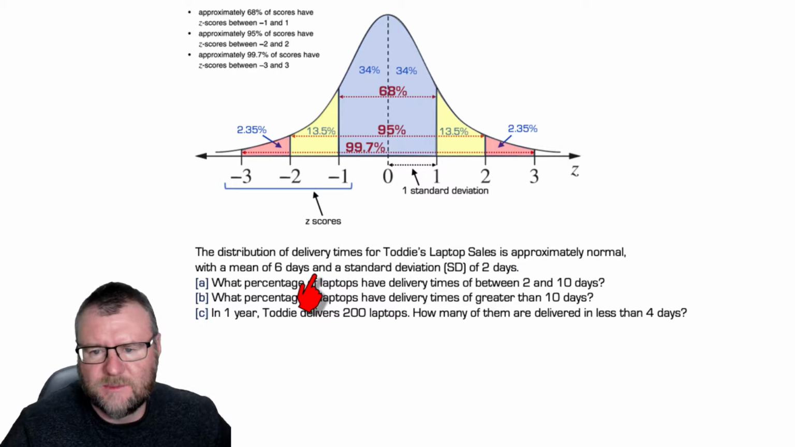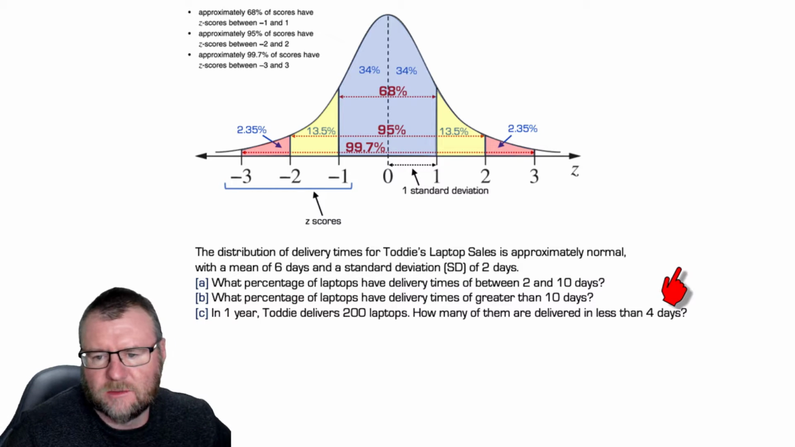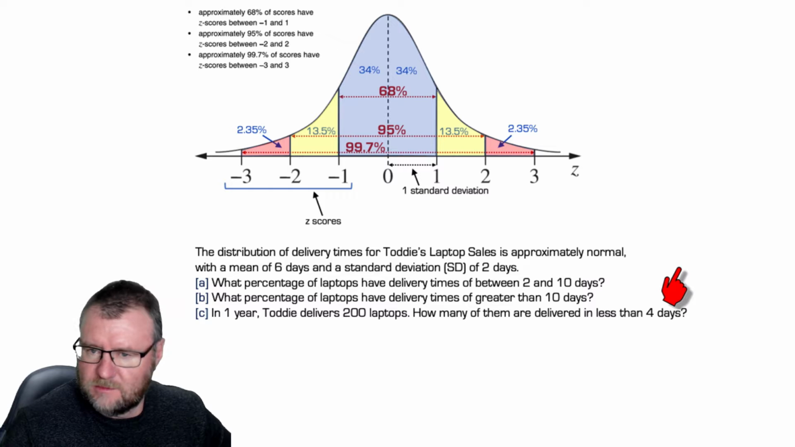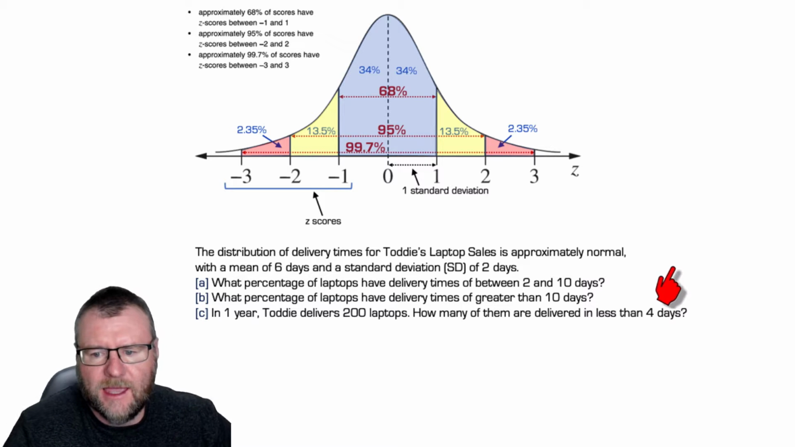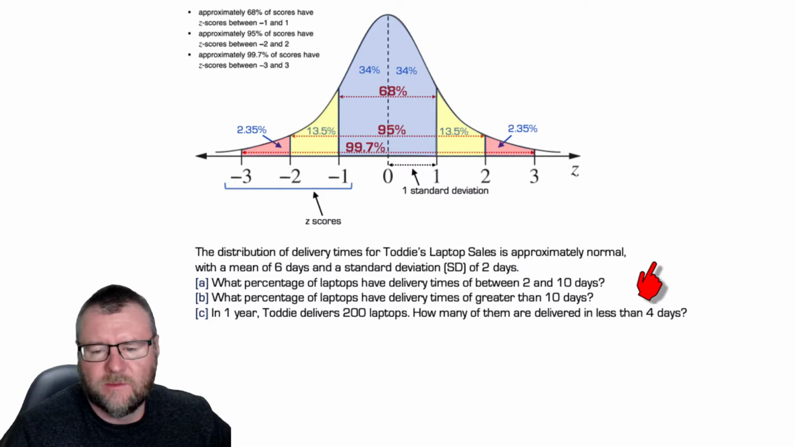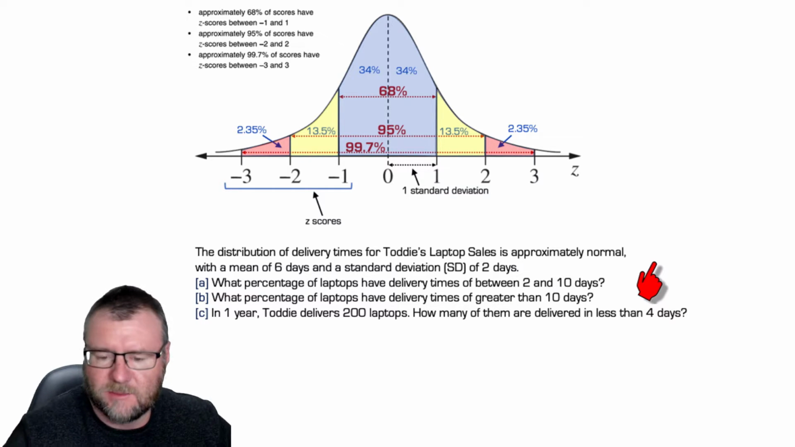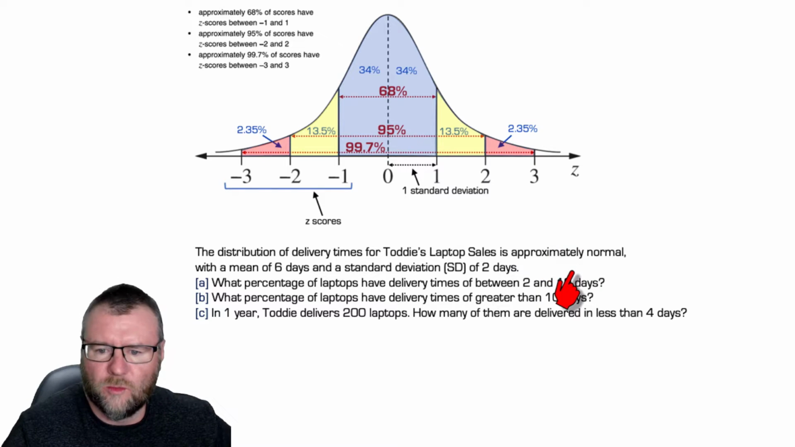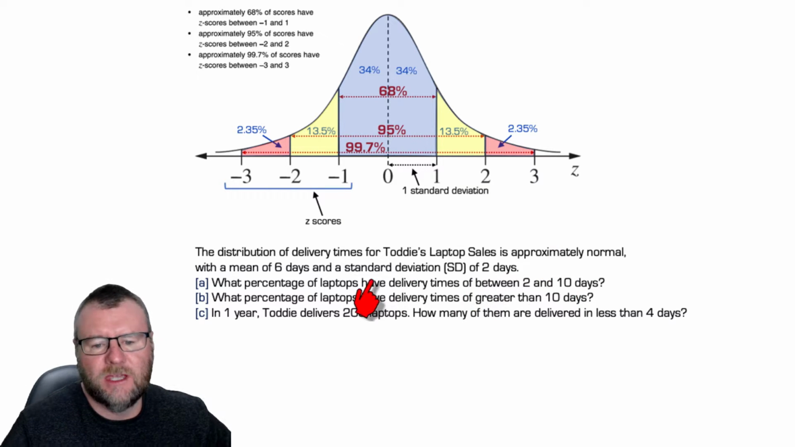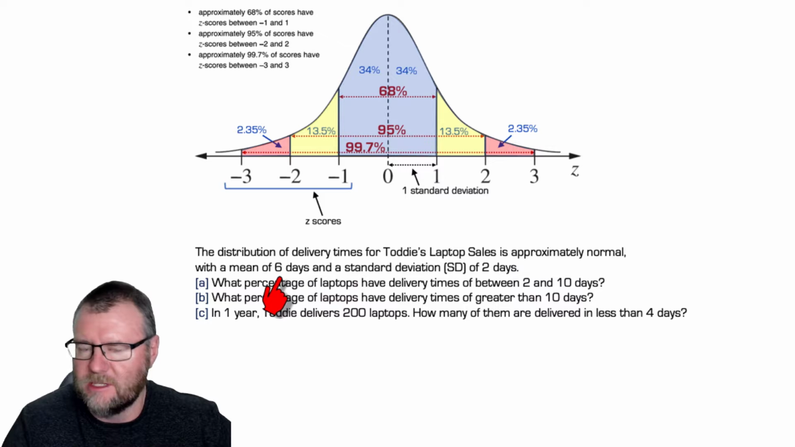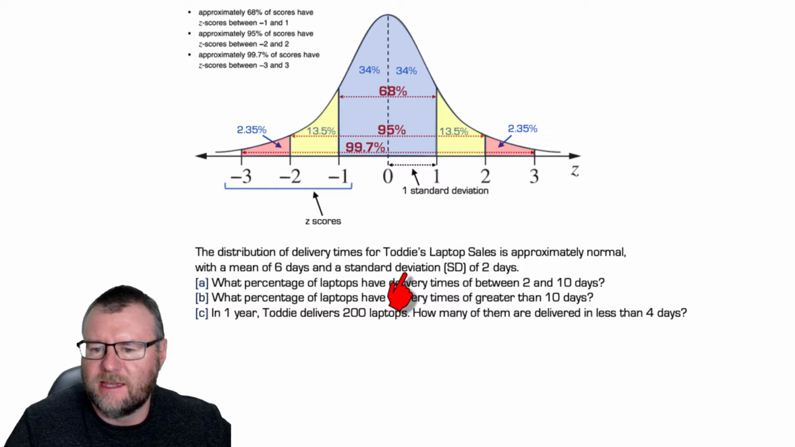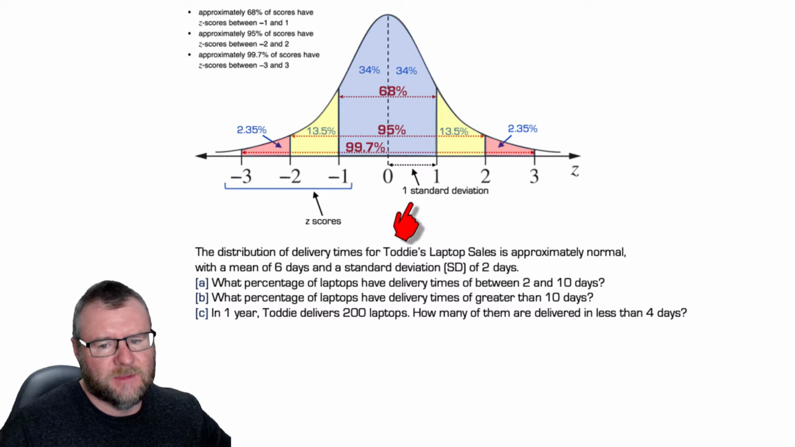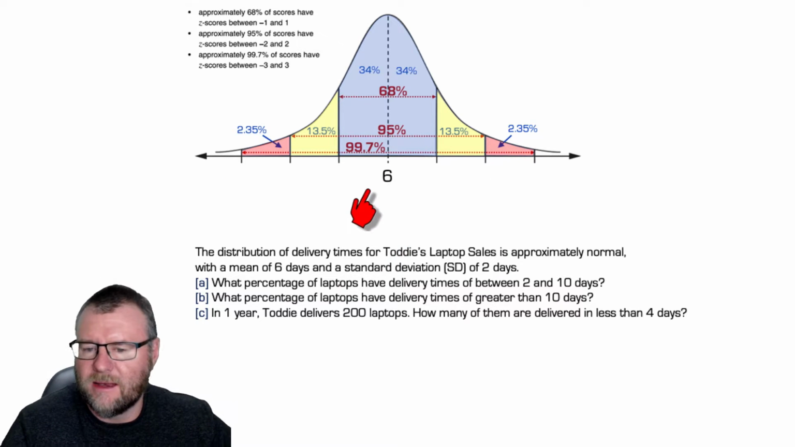So let's have a look at what this means in terms of a practical application or a question. We've got Toddy's Laptops sales service, and the delivery time. If we were to collect the data of how quickly these laptops get delivered, it would come out as a normal curve. And we're given some information in this question that the mean, or the average, is 6 days, and every standard deviation is 2 days. So I'm going to take this and replace some of my data here, and we're going to put our numbers on top of it.